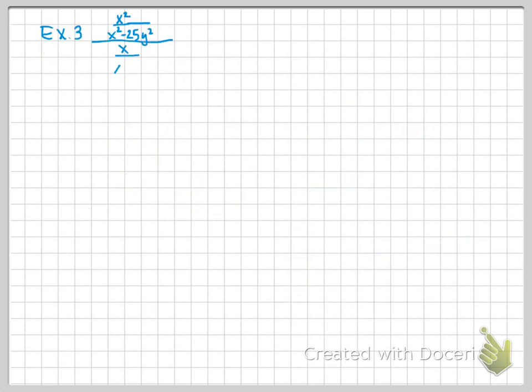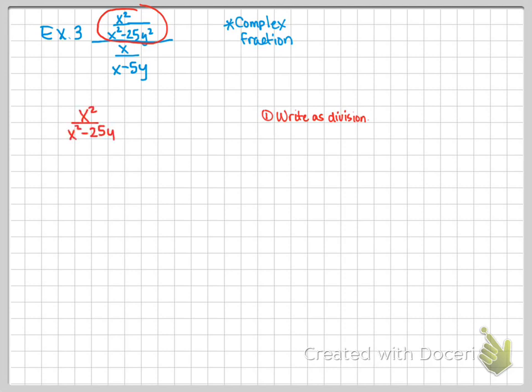Okay, our last example is called a complex fraction. And it looks a bit complicated. But our first step, we're going to simplify this by just writing it as a simple division of fractions. So we take our numerator, which is x squared over x squared minus 25y squared, right, divide, and then take our second fraction, x over x minus 5y. So this is like what we just did in example 2.